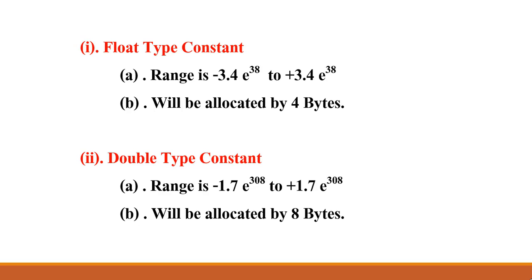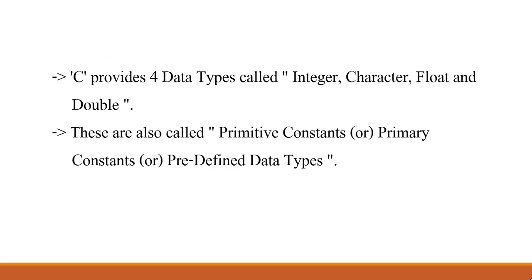Double occupies 8 bytes of memory. The range of double is minus 1.7 e power 308 to plus 1.7 e power 308. Simply we can say float is single precision and double is double precision. In float, generally after the decimal point it takes 7 digits, and in double it takes 15 digits. These are the four important data types: integer, character, float, and double. These are called primitive or primary data types, or predefined data types.